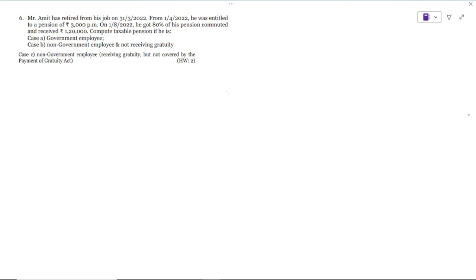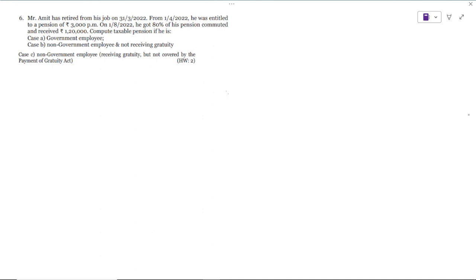This is 100% monthly pension. Now when he took 80% in lump sum, will he get again 3,000 from August, September, October, November? No. He will only get the balance. 80% he took in lump sum, right? Balance 20%. So 3,000 into 20%, how much? 600, correct? 600 he will receive in monthly mode from August, September, October, November.